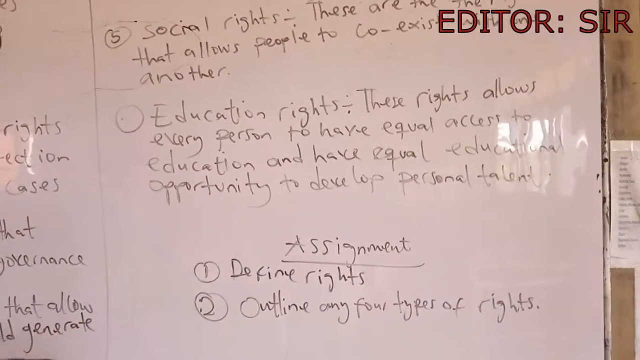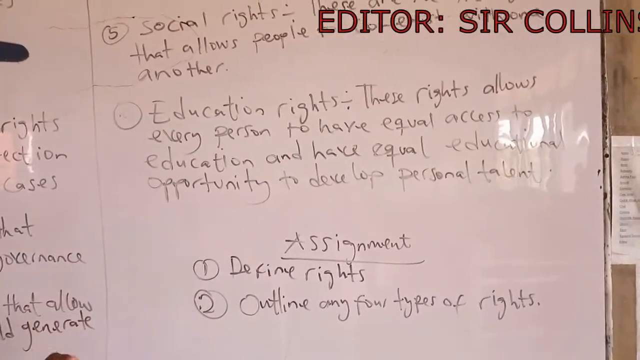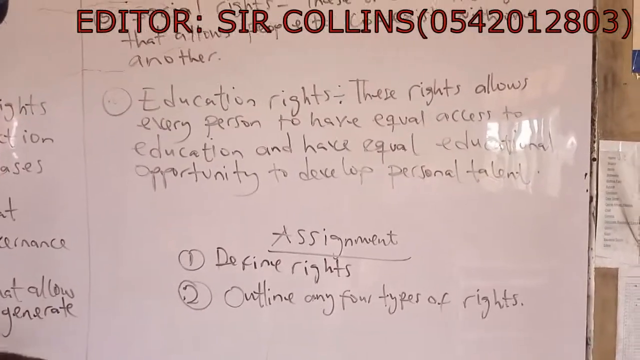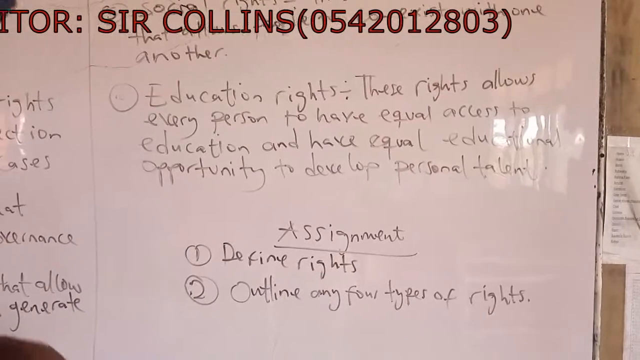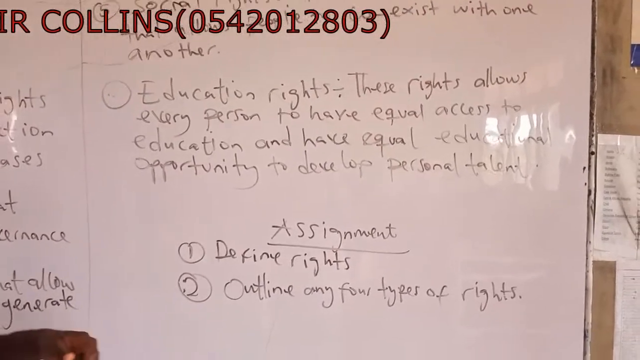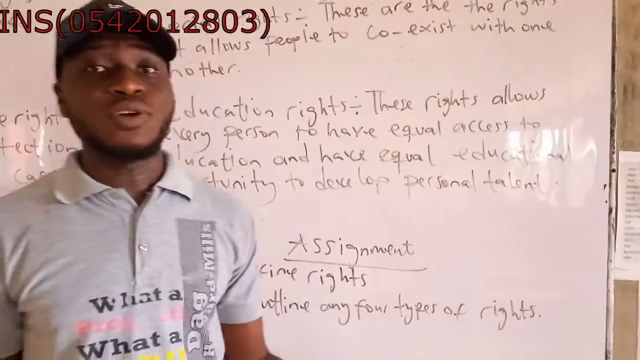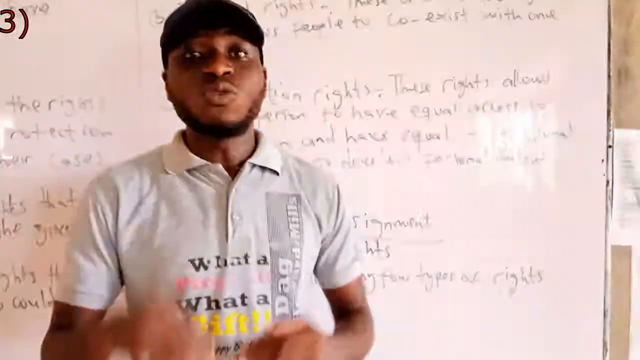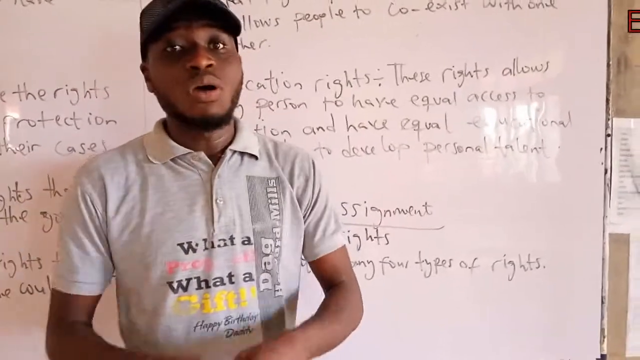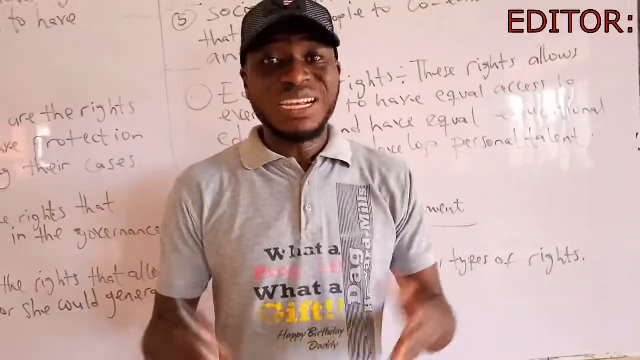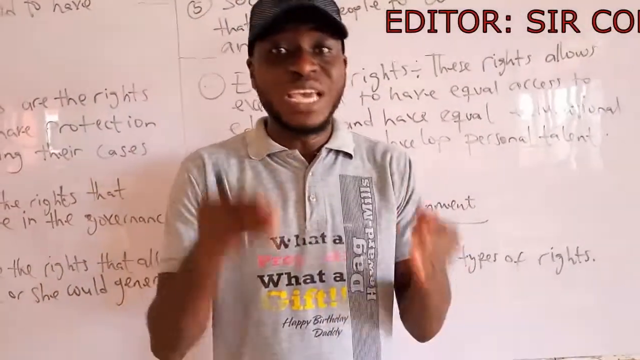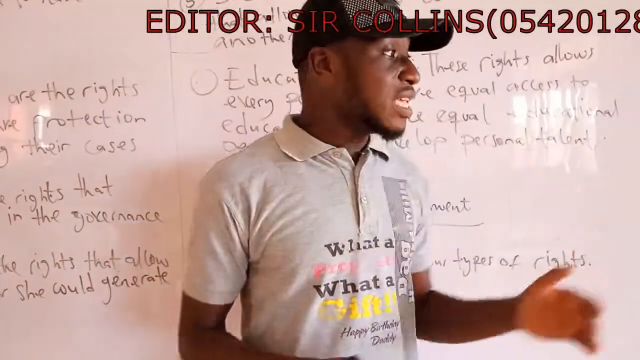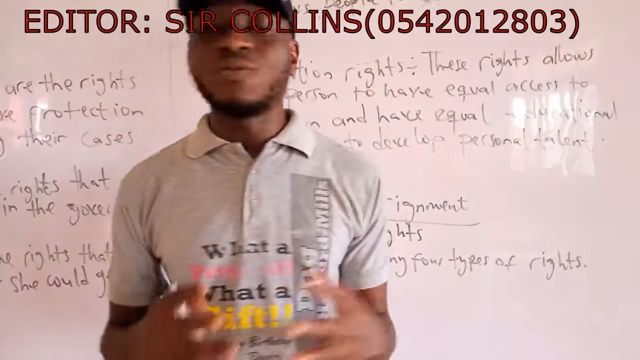Let's move on to our last one. Educational rights. These rights allow every person to have equal access to education and equal educational opportunity to develop personal talent. So this is a right for you to go to school and to be educated. Nobody can say that you can't go to school. It's your right. It's your privilege. It's to your advantage because it's in the Constitution that you have to be educated. You have to develop your talent. So these are the types of rights that we have.